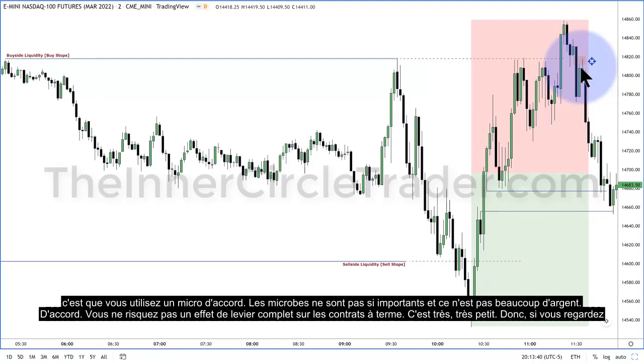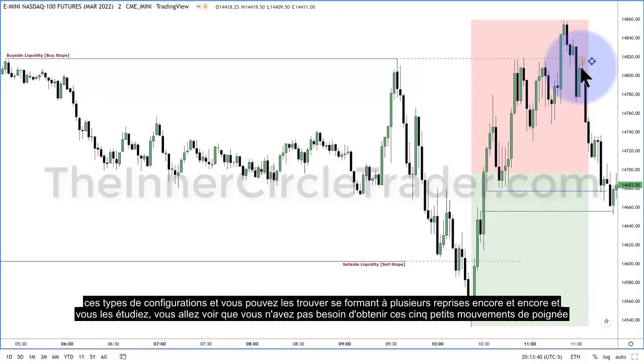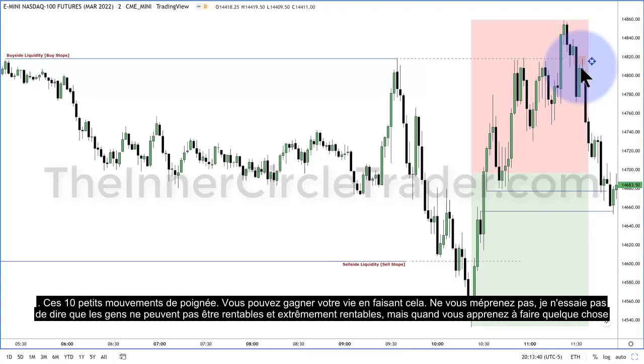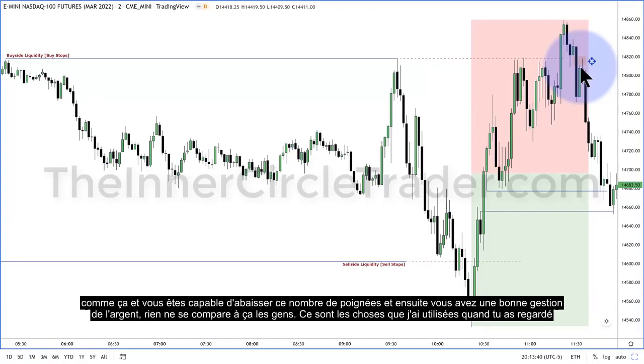It's very, very small. So if you're looking at these types of setups and you can find them forming repeatedly over and over and over again, and you study them, you're going to see that you don't need to get these little 5 handle moves, these little 10 handle moves. You can make a living doing that. Don't get me wrong. I'm not trying to say that people cannot be profitable and wildly profitable. But when you learn how to do something like this, and you're able to pull down this number of handles, and then you have sound money management, nothing compares to it, folks.